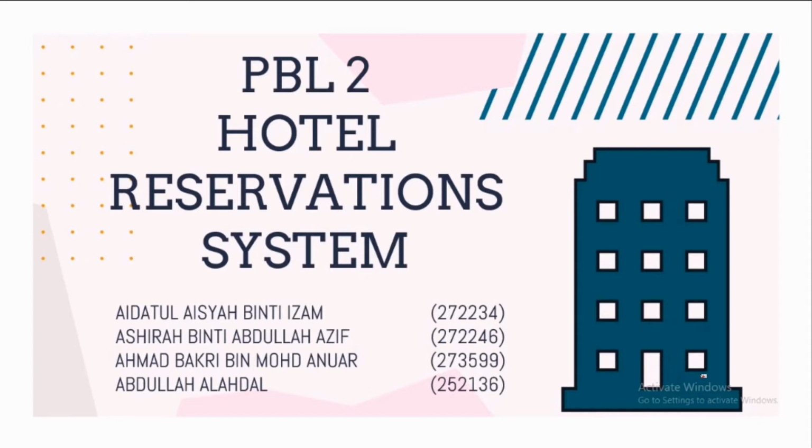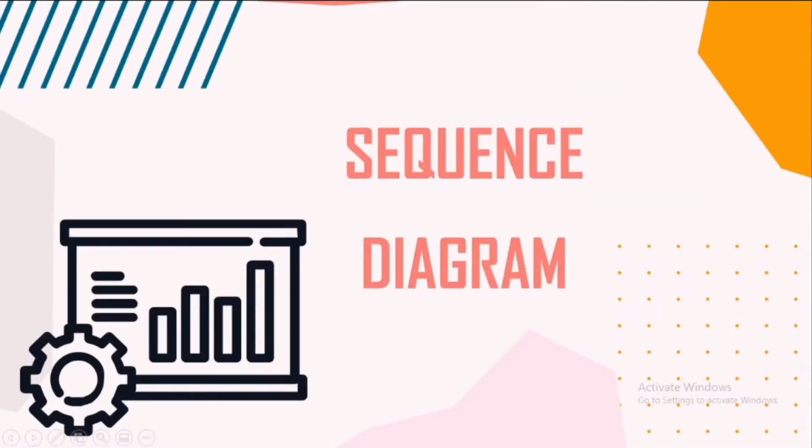Today we will be presenting about PBL2 for hotel reservation system. We will talk about three tasks in this presentation, which is sequence diagram, communication diagram, and class diagram. Without further ado, let's get started.